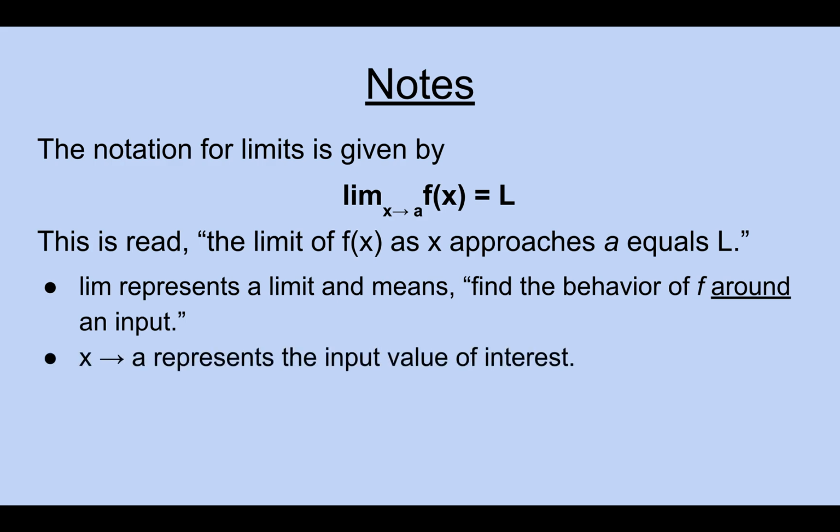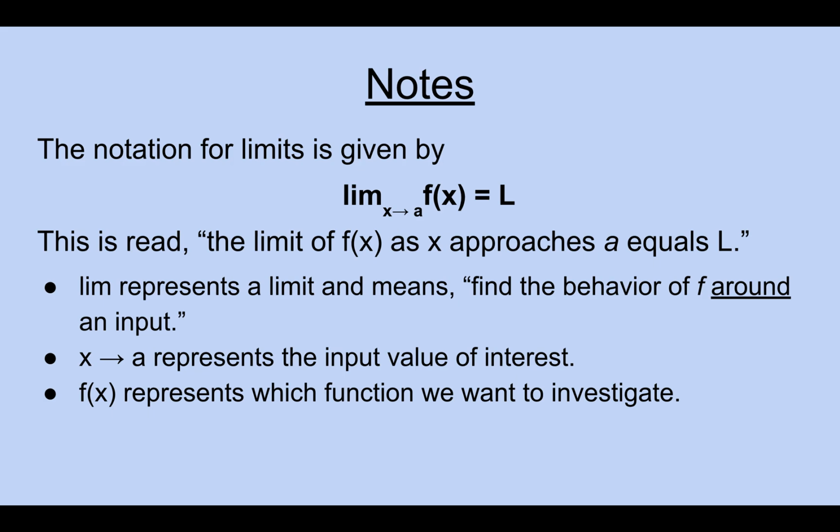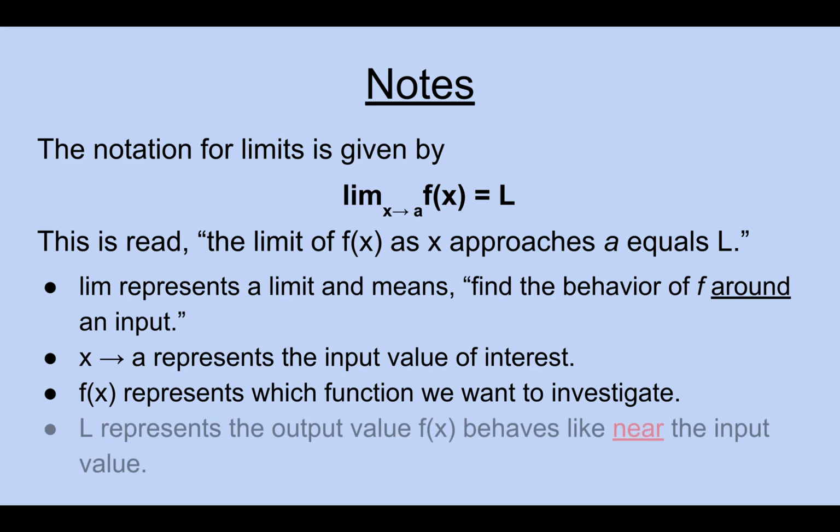The x approaches a gives you the input value of interest, and that means the input value here is a. So we care about what happens around a. f of x is simply the function you want to investigate. And L is the actual limit. It is the behavior near the input. So think of L as kind of a y value, an output. But it really is the behavior of the function, which turns out to be an output. All right, so let's stop this and complete classwork problem number 3.